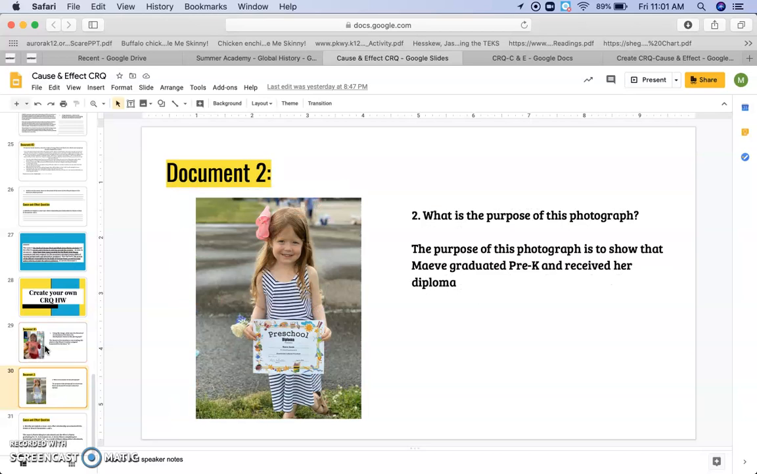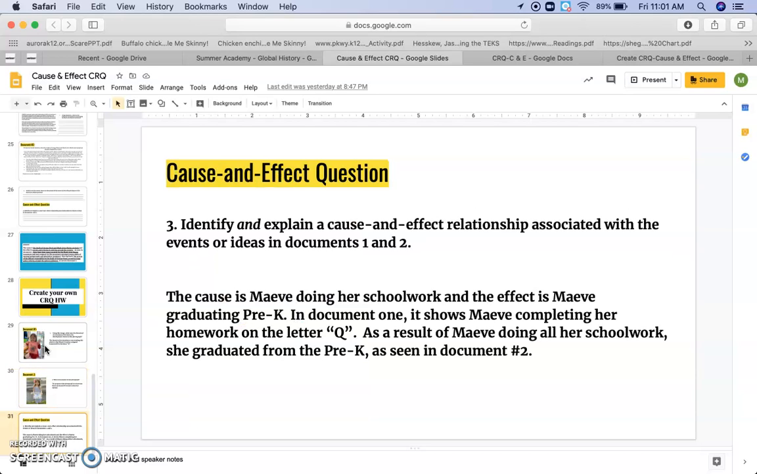Okay, my second document, and this should look familiar because I used it before, is a picture of her graduating from preschool. What is the purpose of this photograph? The purpose of this photograph is to show that Maeve graduated pre-K and received her diploma. Okay, now here's the new skill. Identify and explain a cause and effect relationship between these two documents. The cause is Maeve doing her schoolwork, as we saw in document 1, and the effect is Maeve graduating pre-K.